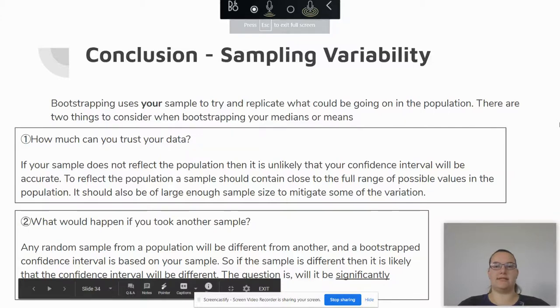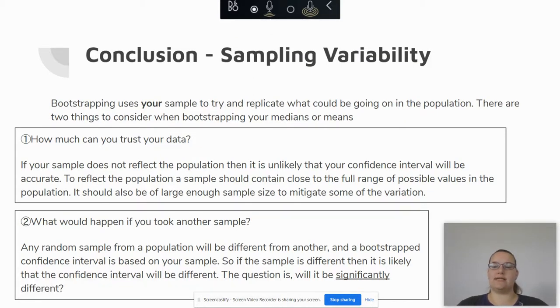We're now going to discuss sampling variability. To understand sampling variability, we need to understand how bootstrapping works. Bootstrapping uses your sample to try and replicate what's going on in the population. So we need to consider two things when we're bootstrapping our means or medians.